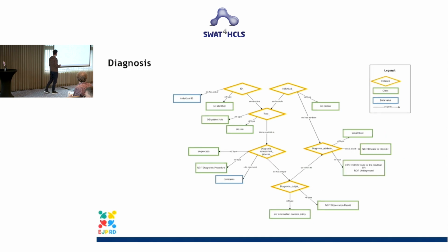The same structure can be reused for other representations, like, for example, diagnosis. A diagnosis has a process, which in that case is a diagnosis procedure, followed by its output, which could be an observation result, and it refers to a personal attribute, which is the condition as a form of disease or diagnosis, annotated in a different ontology that could be, for example, Human Phenotype or ORDO from Orphanet.